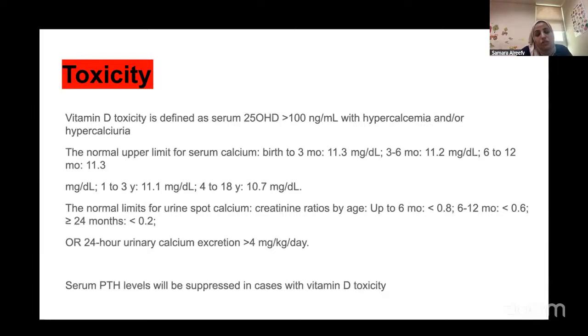Now, the normal limits for urine spot calcium creatinine ratios by age, up to 6 months, you can see is less than 0.8, and 6 to 12 months is less than 0.6. Serum parathyroid hormone levels will also be suppressed in cases of vitamin D toxicity. So it's one thing to monitor as well.